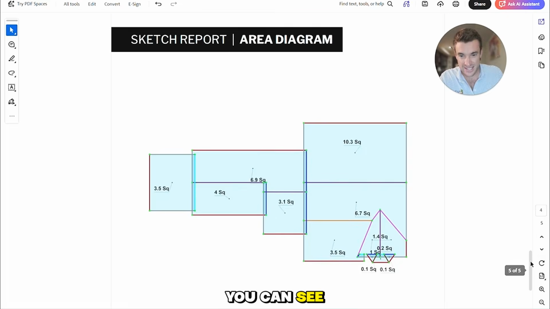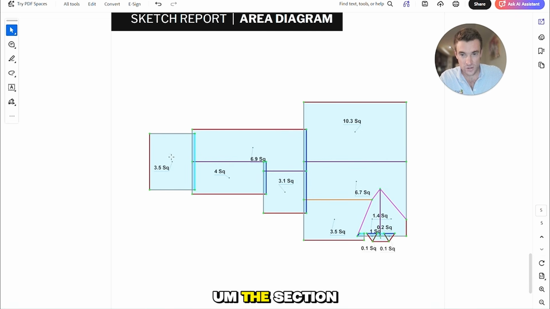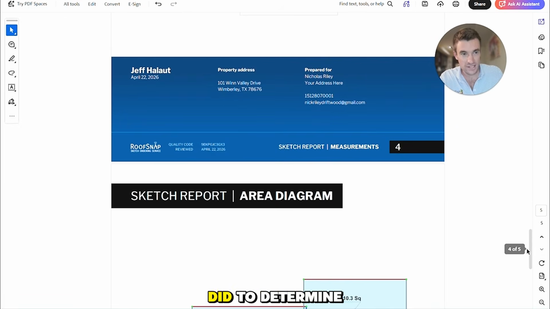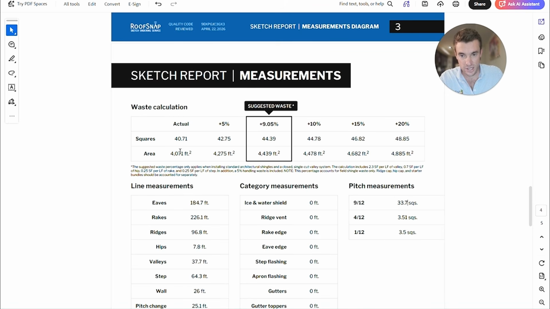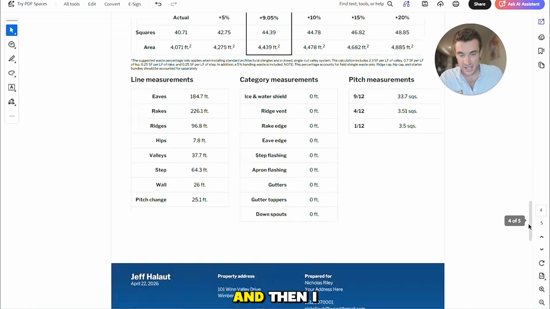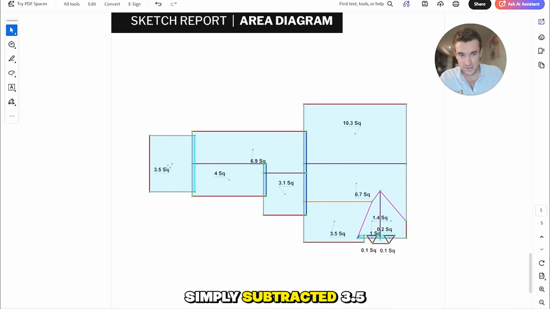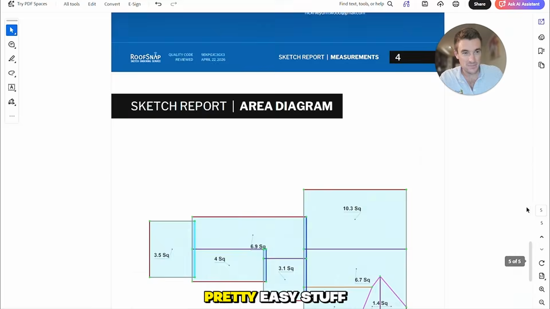And then as you can see here, the section over the car got included in the roof snap, but the section over the garage did not. So what I did to determine the size of the roof we're actually going to replace is I took the total size of the roof from the roof snap, and then I simply subtracted 3.5 squares since we're not replacing that section. Pretty easy stuff.